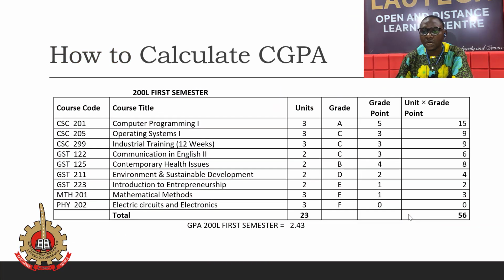Now, let us see how to calculate CGPA. You know, I said CGPA is the cumulative grade point average. So it's going to be the result of your semesters' results. Now see this. Assuming that we have the 100 level semesters from our previous slide and explanation of the calculation of GPA. Now, assuming this is your 200 level first semester result, at the end of first semester, your GPA for 200 level first semester is 2.43.